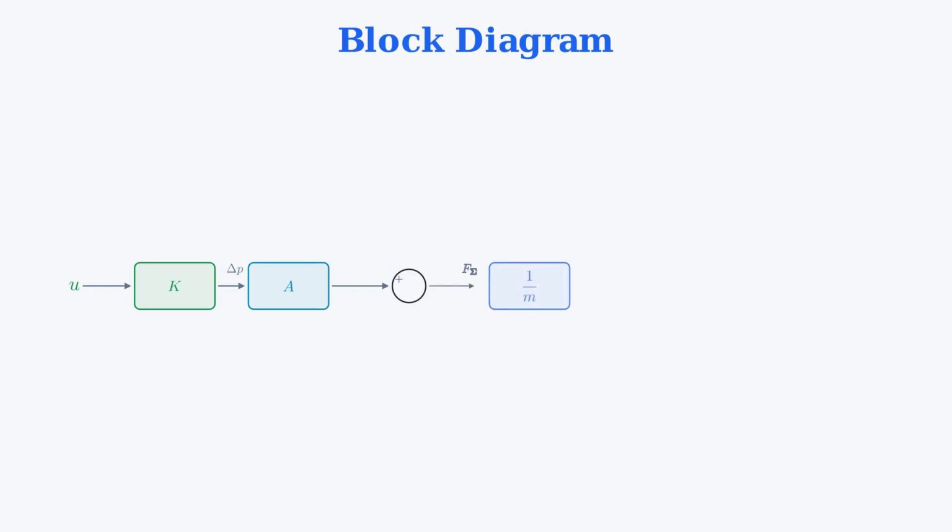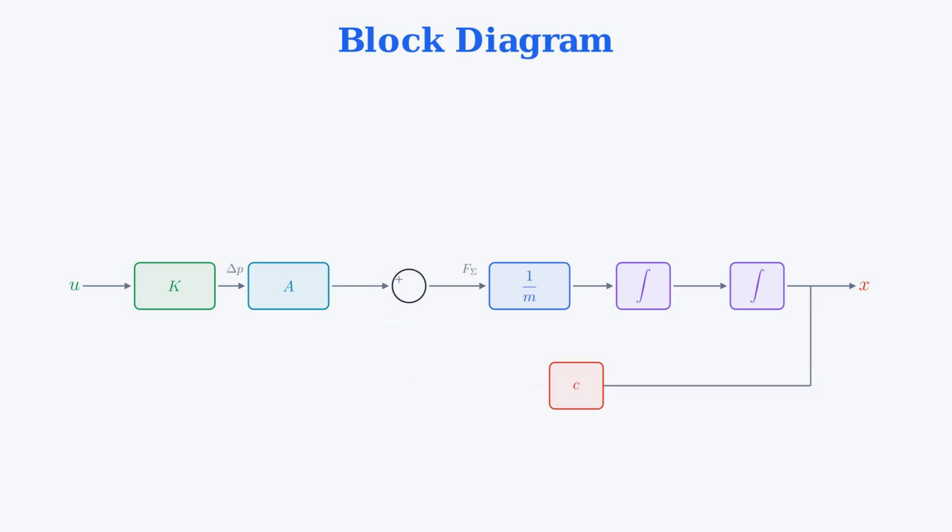Start from the left. The input voltage U goes through a block K, giving delta P, then through a block A, giving the cylinder force A times delta P. This force enters a summing junction. The road disturbance H goes through a block C, giving the spring force from the road, C times H. This also enters the summing junction as a positive input. The spring force from the body displacement is C times X. This enters as a negative feedback, minus c times x.